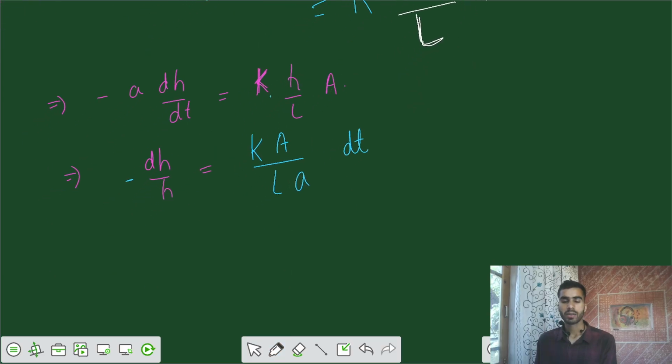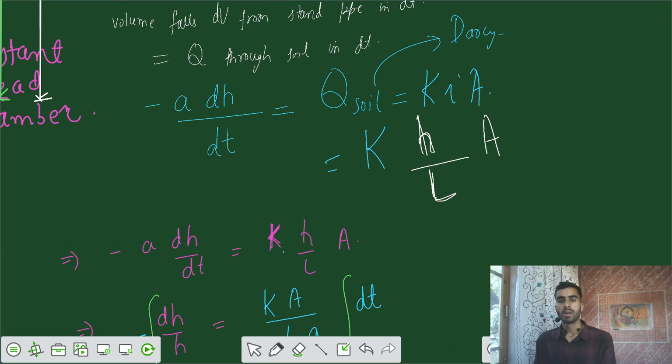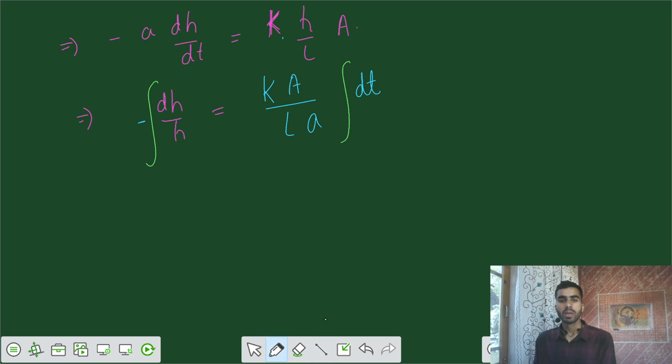So we are going to integrate this equation now. We integrate because your variable is the height, and time is also a variable, and the height of water in the standpipe is variable. So we are going to integrate those terms in order to get the value of permeability of the soil. I want to go from a height of h1 to some height of h2, from time t1 to some time t2.